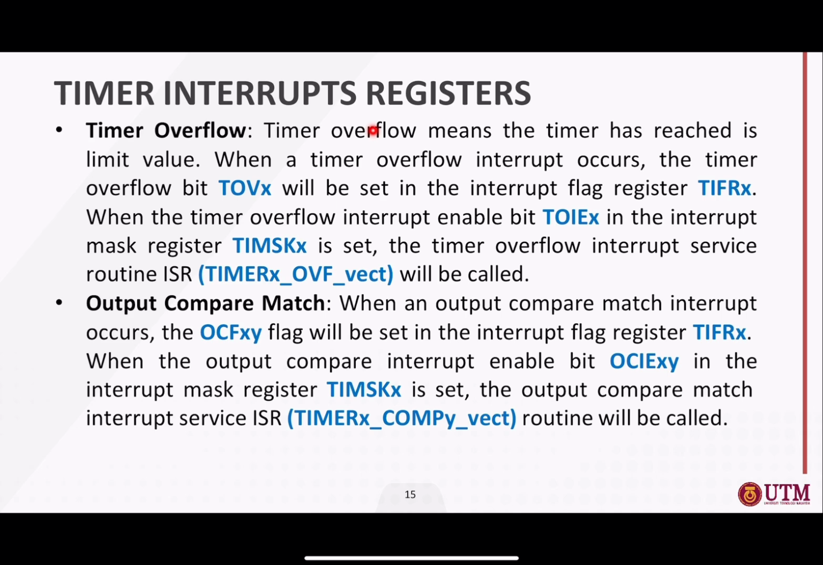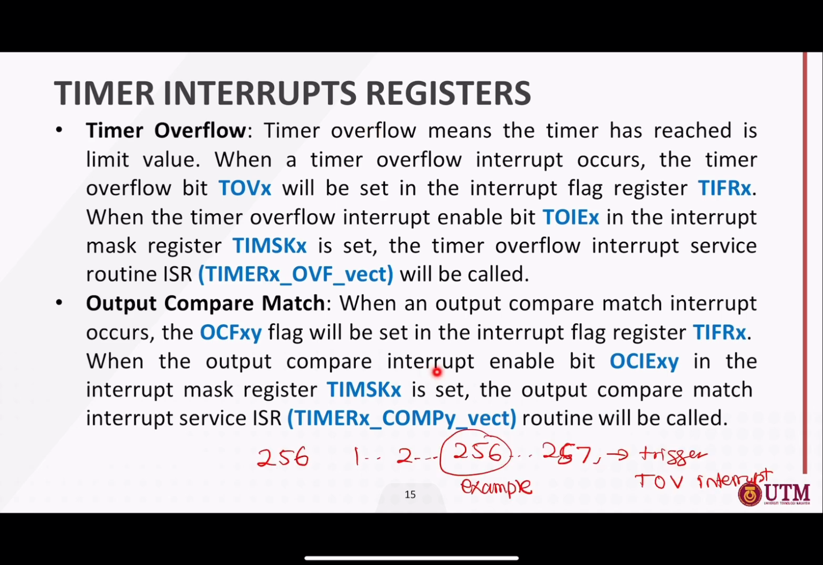Output compare match is when you want to compare the output between two. We call it two outputs. When the output compare interrupt enable bit in the interrupt mask register is set, the output compare match interrupt service routine will be called. So they will call the output compare match interrupt routine.